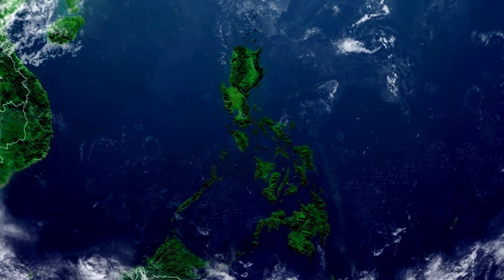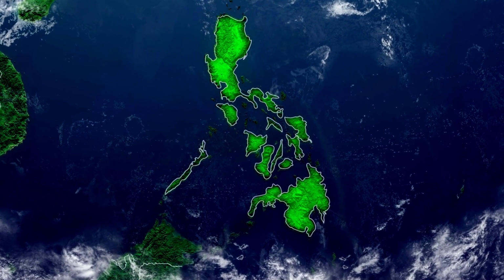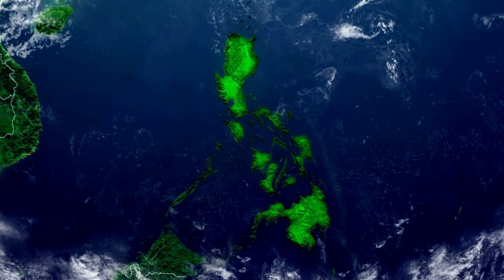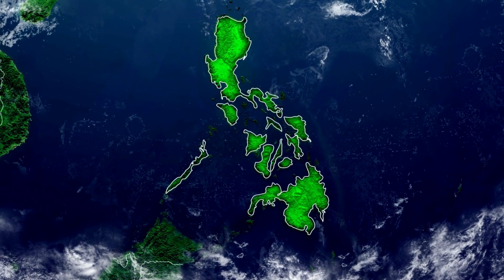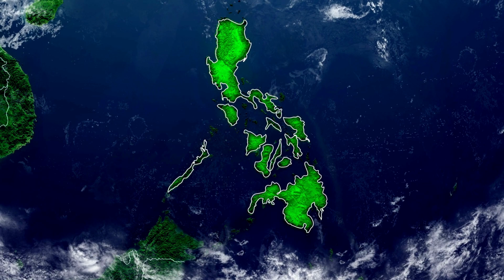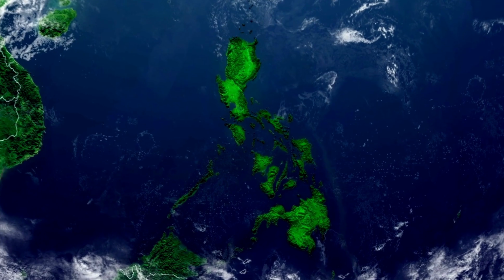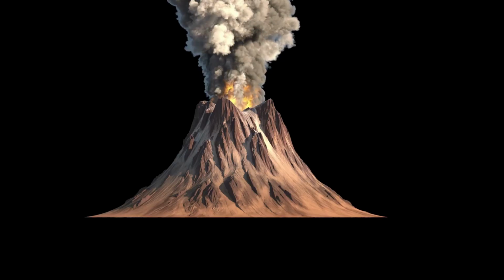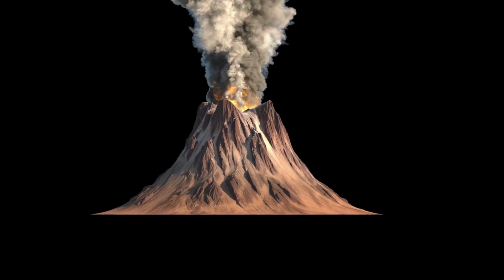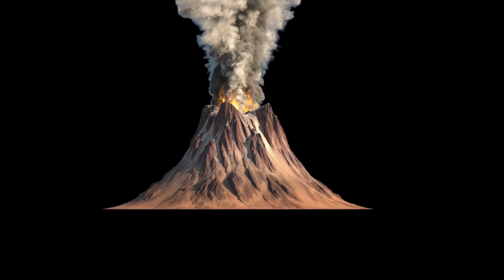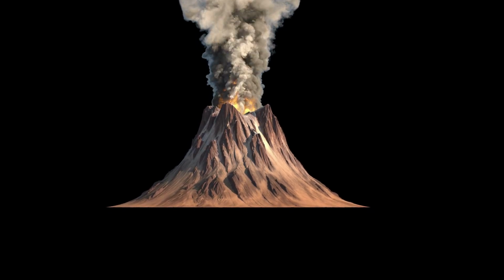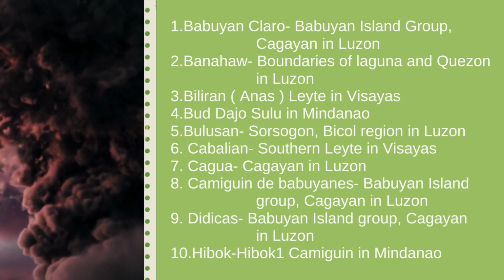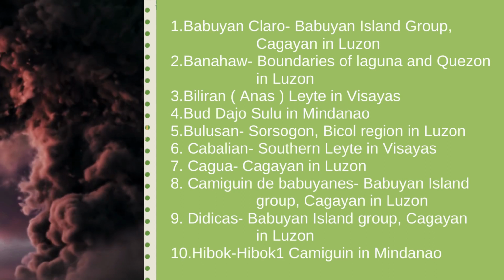The Philippines has several active volcanoes which periodically threaten their immediate vicinities. This is the list of volcanoes that erupted within the last 600 years based on the analysis of materials from young volcanic deposits. To be considered active, the volcanoes must have had a recent eruption or have erupted since the last 10,000 years. 1. Babuyan Claro in Babuyan Island Group, Cagayan in Luzon.